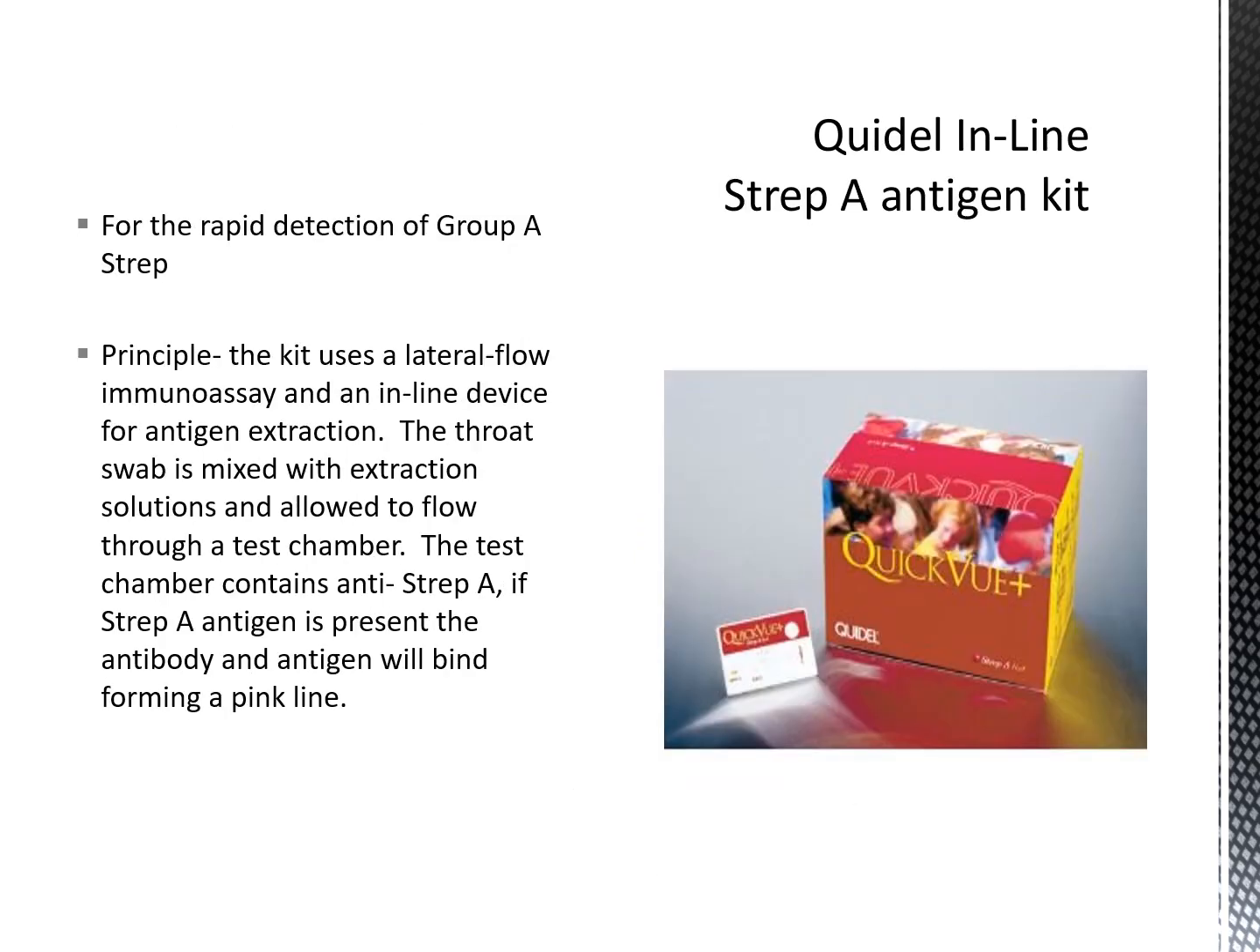The QuickVue In-Line Strep A antigen kit is a little bit different. It has a similar principle, but this kit uses a lateral flow immunoassay and an in-line device for antigen extraction. So basically what we do is we take the throat swab and we mix it with the extraction solution to extract any antigens off the organism. The test chamber contains anti-Strep A antibody, and if Strep A antigen is present, it's going to bind with that antibody and form a pink colored line. Here you can see that the extracted antigen actually goes into a test well, and that well disperses the liquid up into the test lane.